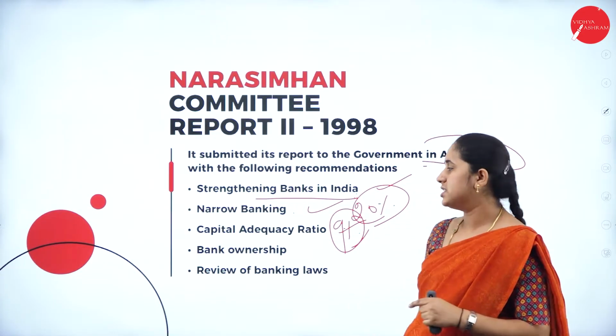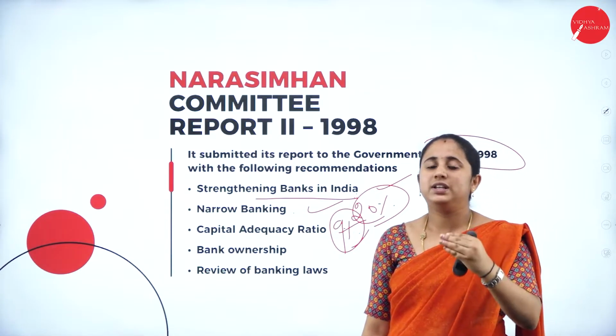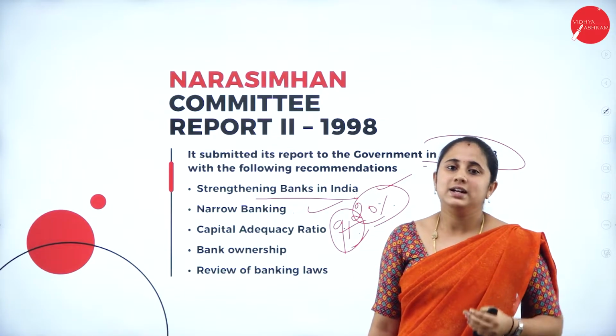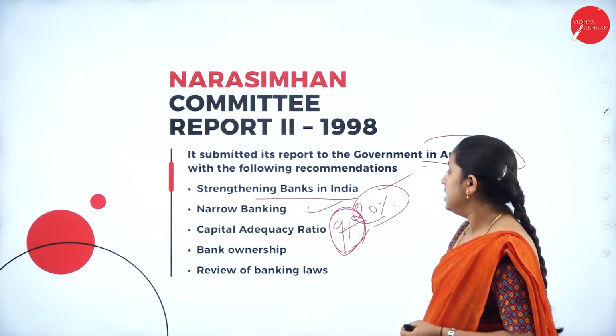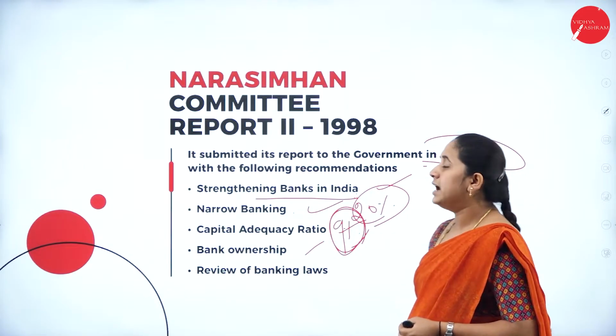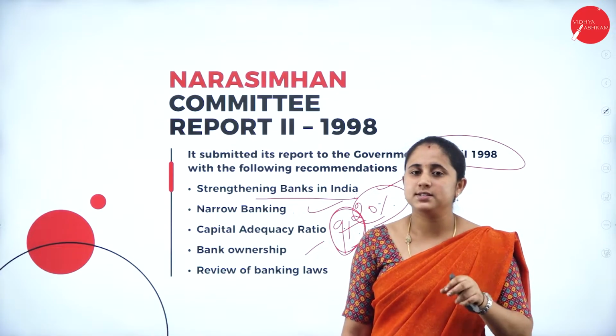So now they suggested to increase phase by phase. They suggested to increase to 9%, then later 10%. The current capital adequacy ratio is 9%. Next, bank ownership. Under bank ownership, the government tries to control the banking system in India.